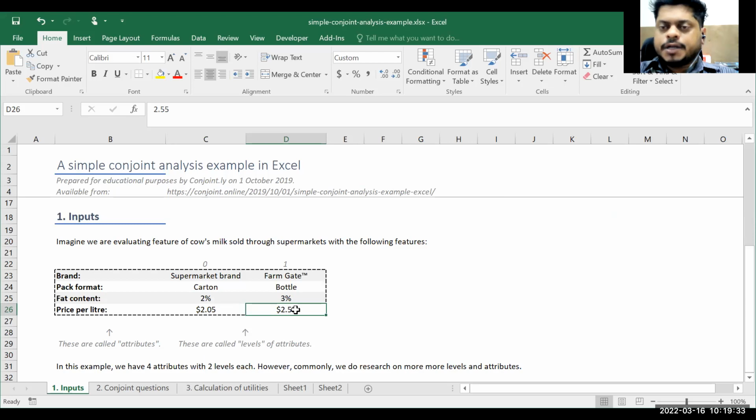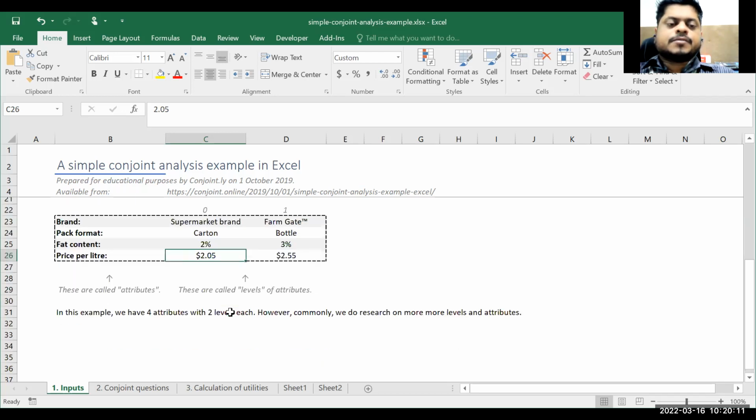So what we are trying to do through conjoint analysis is create different product concepts. If I take a supermarket brand with a bottle, with 2% fat content, with price per liter of $2.05, that becomes a product concept. Like you have done, I had given that for your ITC. So how many product concepts can be created? Because I have two labels in brand, 2 multiplied by 2 for pack format, multiplied by 2 again for fat content, multiplied by 2 for price per liter. A total of 16 product concepts can be created.